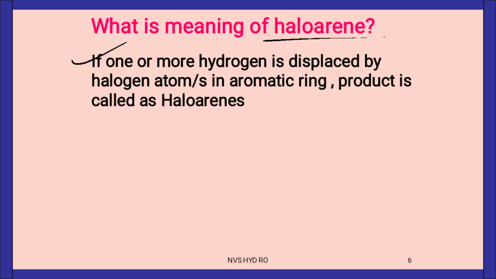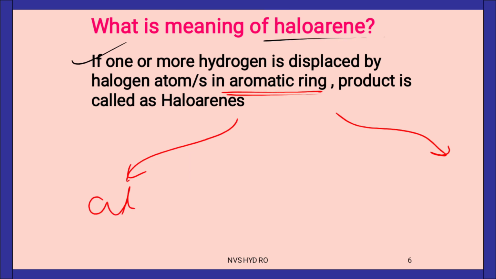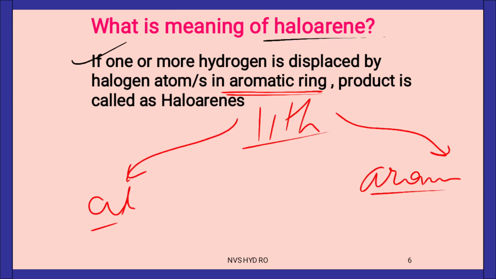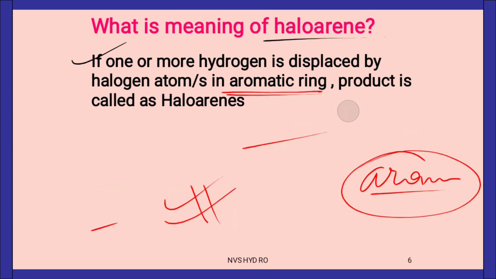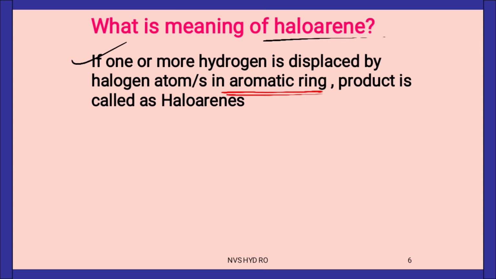Now let us see the meaning of haloarene. If one or more hydrogens are displaced by the halogen group in the aromatic ring, you must have done the classification like aliphatic and aromatic in your previous 11th class. Remember, aliphatic means straight chain, branching. Aromatic means it's like a ring, right? If I show you the benzene ring, you remember how the benzene ring looks like? You must be knowing that.